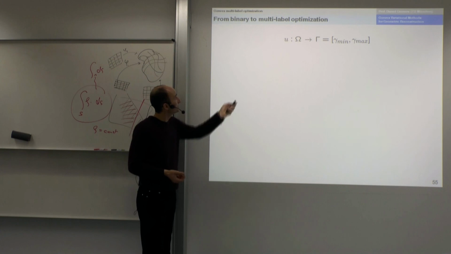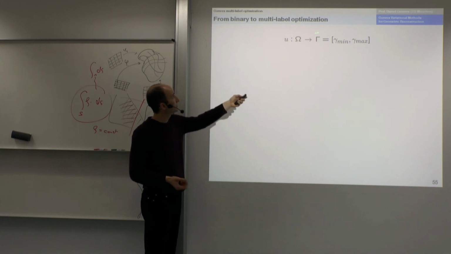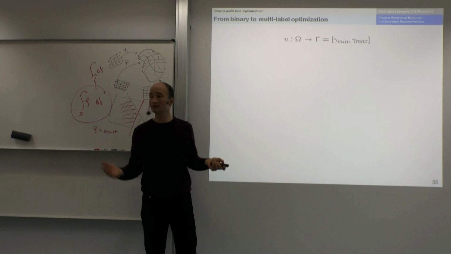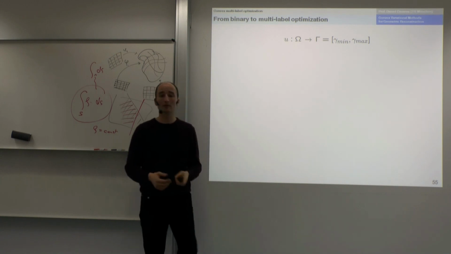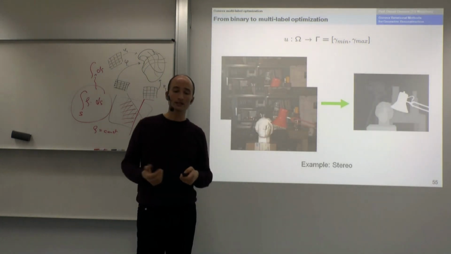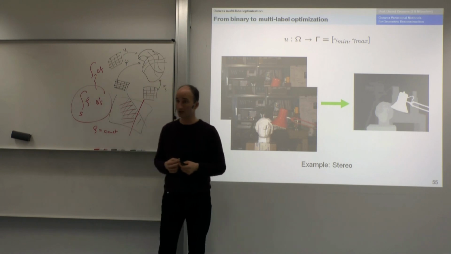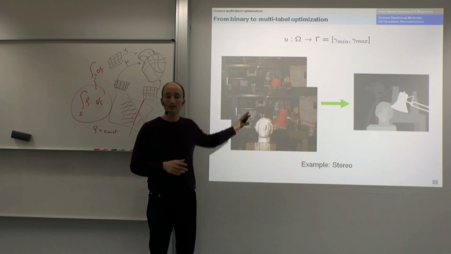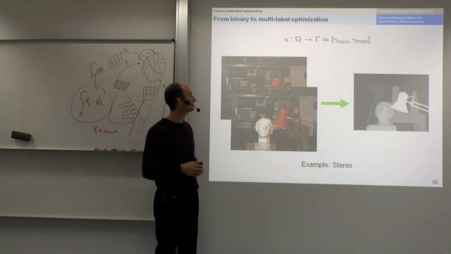And so many of these problems have the form that you want a function U that assigns to each point in omega a label in some set gamma. And that's some interval, let's say from gamma min to gamma max. And one good example is stereo reconstruction. We haven't actually talked much about stereo reconstruction. It is a classical computer vision problem.